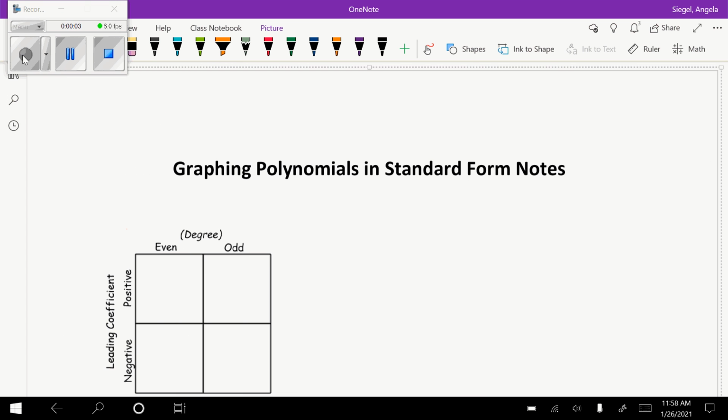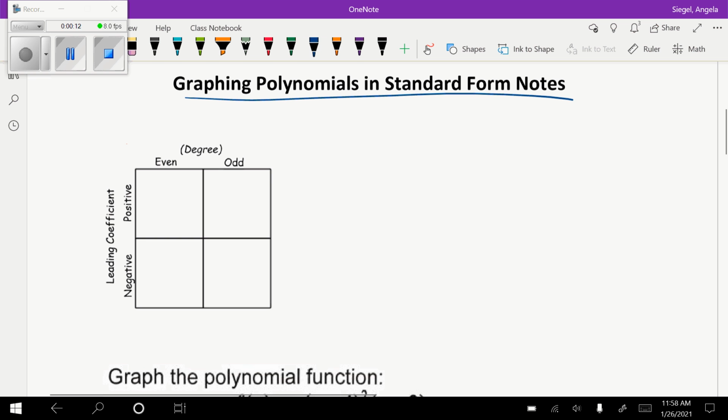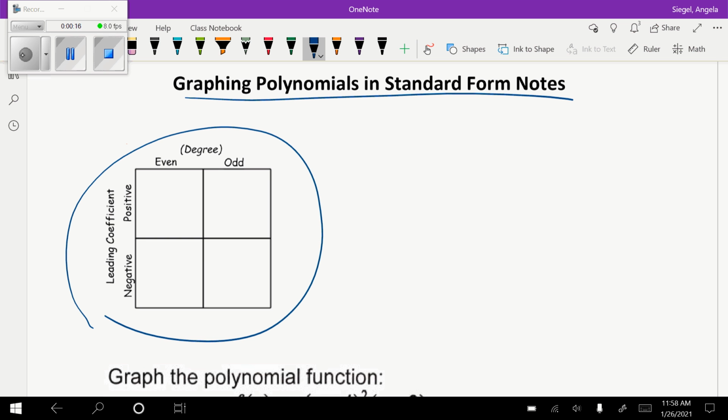Hi guys, welcome to our last lesson of Unit 1, and we are going to be talking about graphing polynomials in standard form. In the last lesson we talked about this chart, and we found out that when you have an even degree polynomial, so your polynomial has the biggest exponent of like x to the fourth or x squared or something like that, they're either going to both end up or both end down.